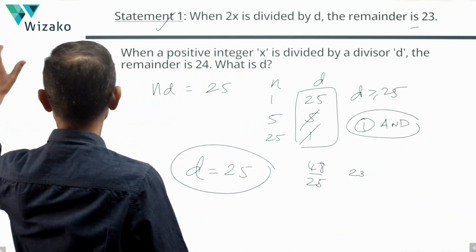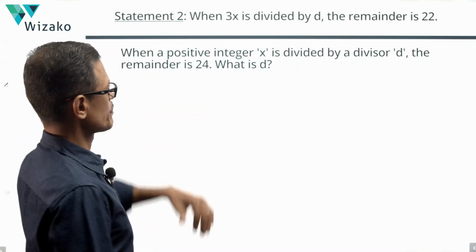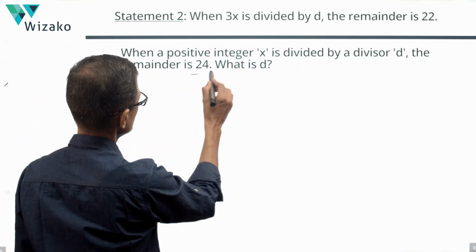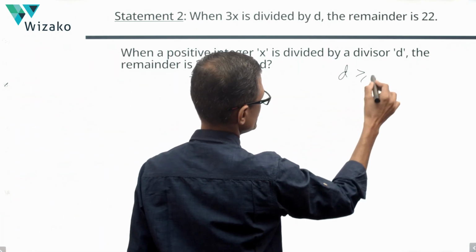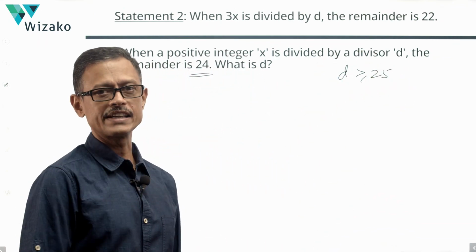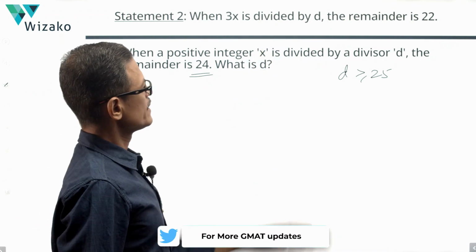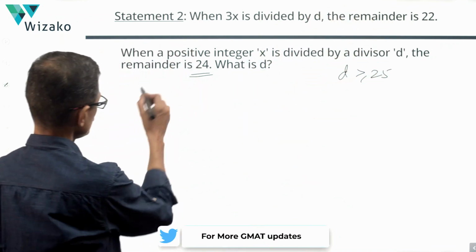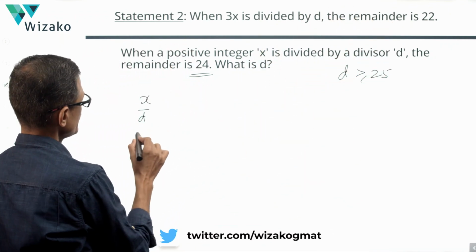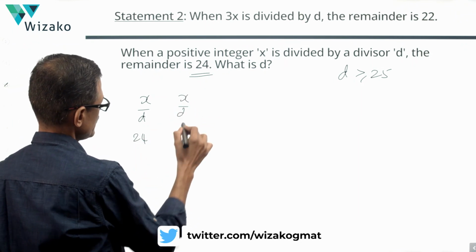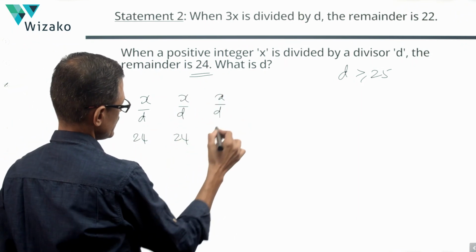Take a look at statement 2. It's an interesting statement again. Again, go back to this. From this, we know that D is greater than or equal to 25. It should be at least 25. It cannot be less than 25. When 3x is divided by D, the remainder is 22. Okay, we'll run through the same modular arithmetic. X by D is 24. X by D is 24. X by D is 24.